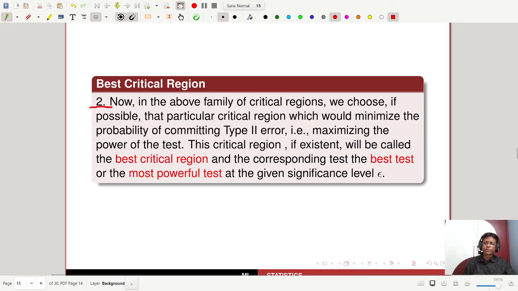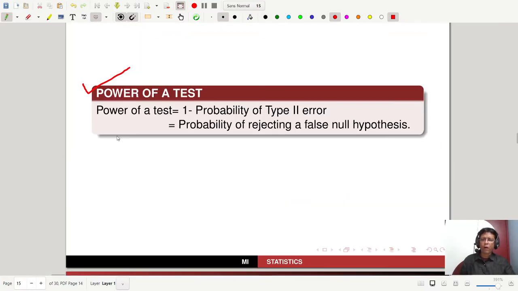Number two, now in the above family of critical regions, we choose, if possible, the particular critical region which would minimize the probability of committing type 2 error. So what is your target? Your target is minimizing the probability of committing type 2 error, and that is maximizing the power of the test. Because power of the test is 1 minus the probability of type 2 error, so you have to minimize the probability of type 2 error to increase the power of the test.